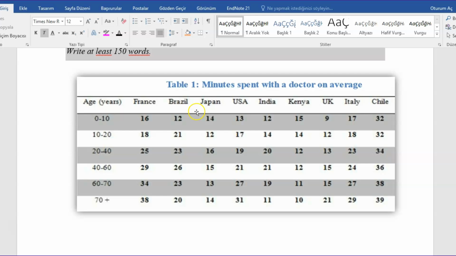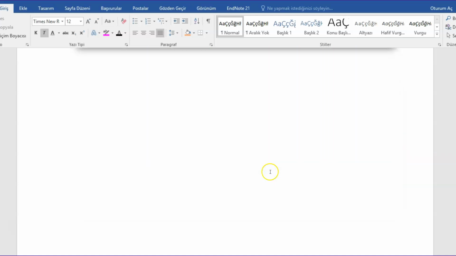Here we have one table. This is not a complex but a basic question because we have only one table, and we see minutes spent with the doctor on average. Here we have different ages, and here we have several countries, and therefore we have movement data, and we must present the changes very well. Okay, let's get started.